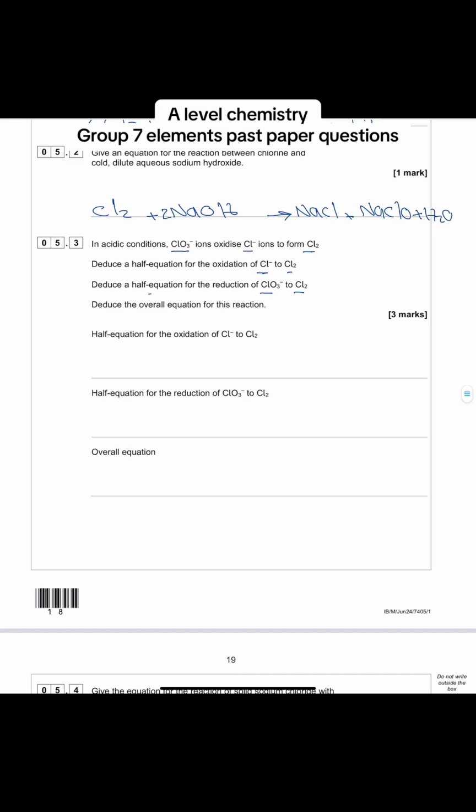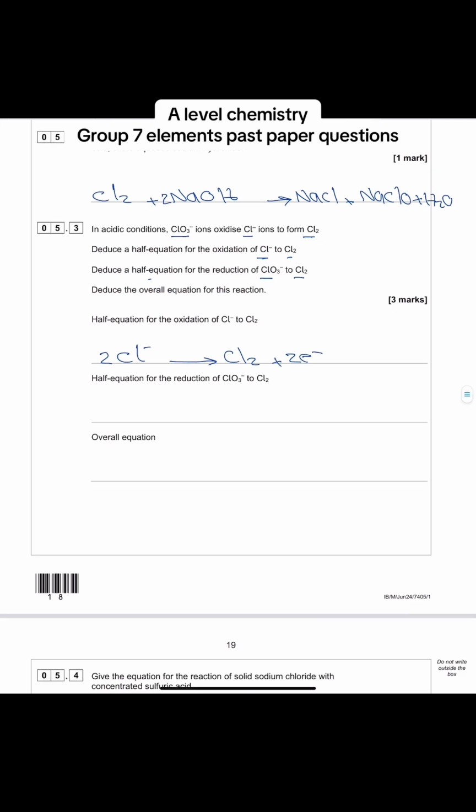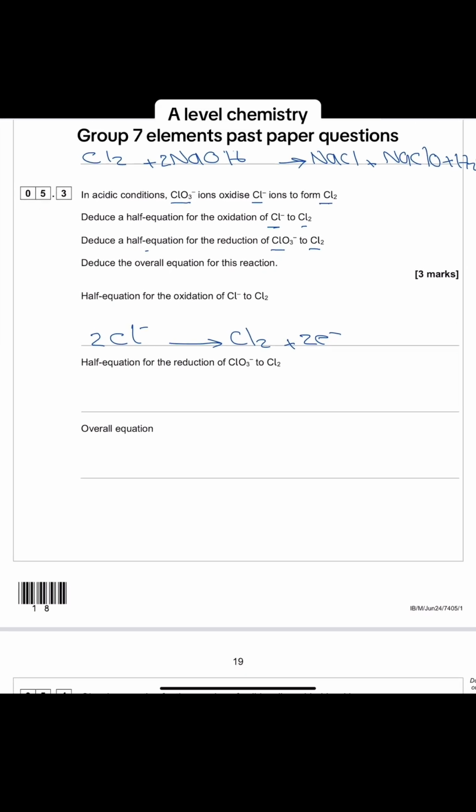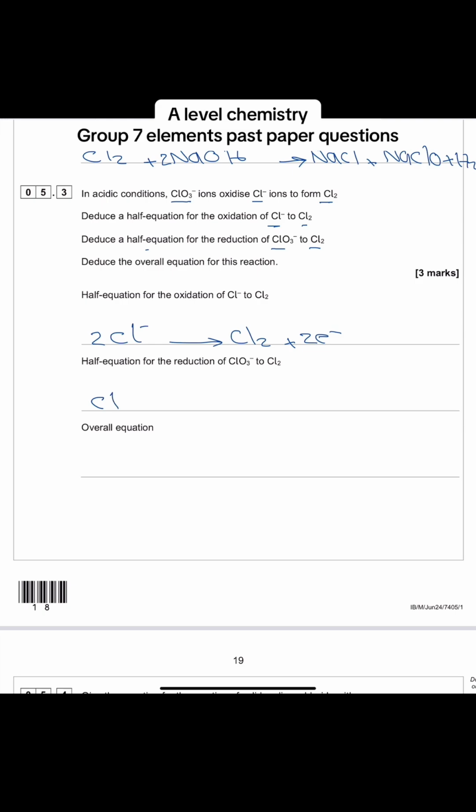The oxidation of chloride to chlorine should be very straightforward because it's just 2 of the chloride will give us the chlorine plus 2 electrons. And then the chlorate. So how would we write this? We don't need to memorize these at all because you can balance it simply. So the chlorate will give us the chlorine.